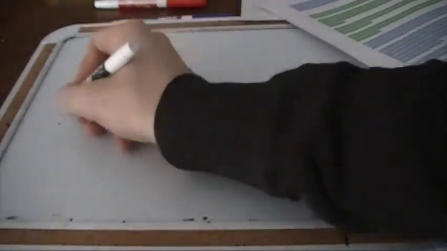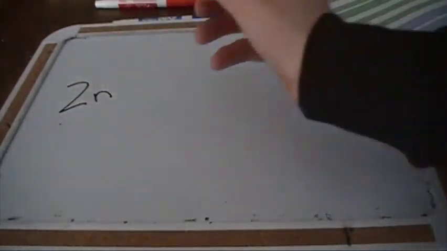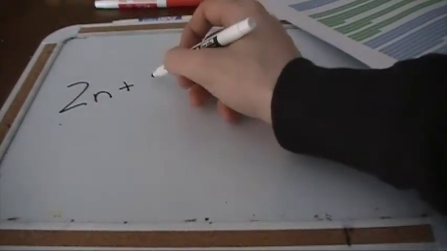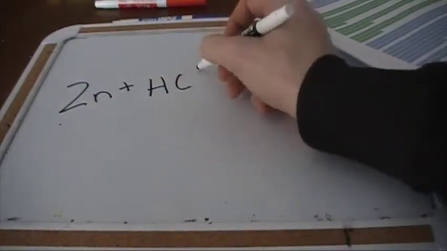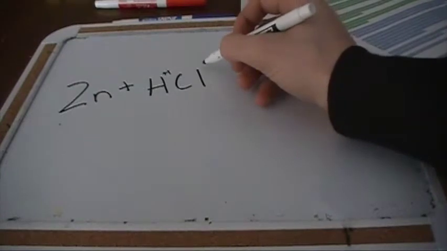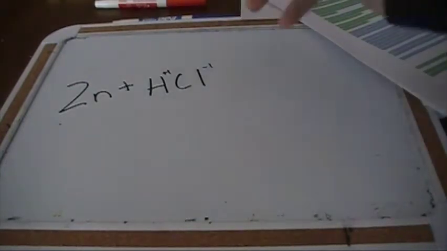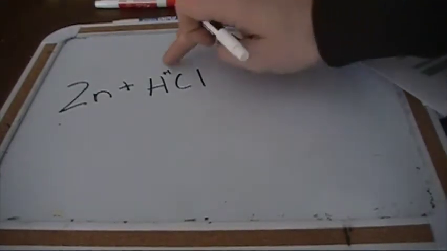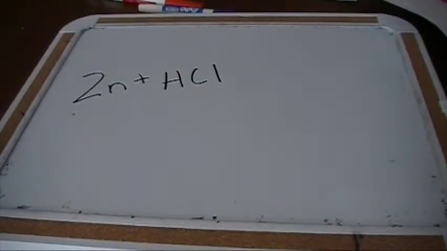Now for this equation, let's use zinc and hydrogen chloride. Zinc has a chemical symbol of Zn, and hydrogen chloride needs to be combined like we have learned earlier. Hydrogen has a charge of +1, and chlorine has a charge of -1. So they cancel out, and they just erase, so there is no charge on either. They cancel.